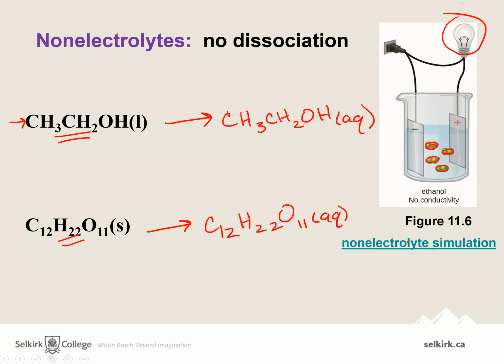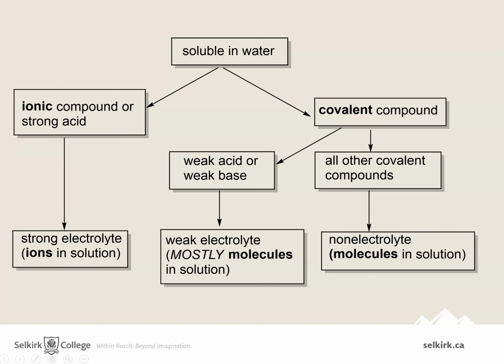Let me summarize everything we've done in this section with a little decision-making scheme here. If I want to know what happens when something dissolves in water, which will be essential for writing more complex chemical equations later, I'm going to consider things that are soluble in water. Only things that are soluble in water. Ionic compounds and polar compounds. The nonpolar ones won't dissolve in water in the first place. They won't even dissolve, let alone dissociate.